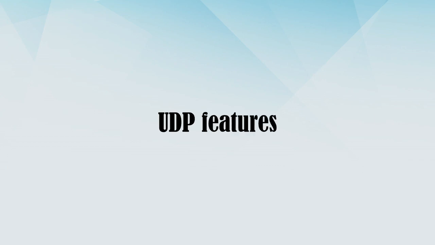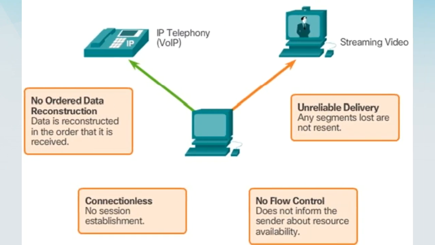UDP features. First, no-order data reconstruction. Data is reconstructed in the order that it is received. Second, connectionless. No session establishment. Third, no flow control. It does not inform the sender about resource availability. Fourth, unreliable delivery. Any segments lost are not resent.